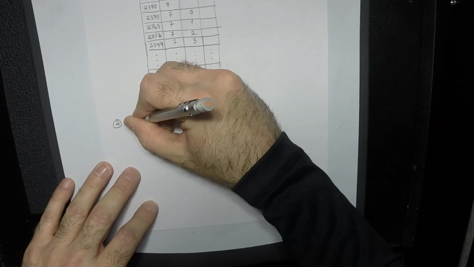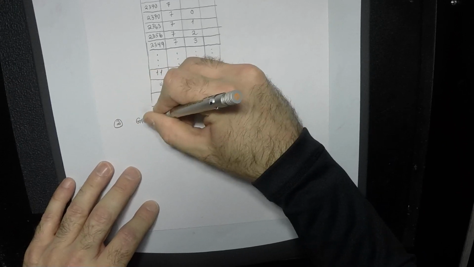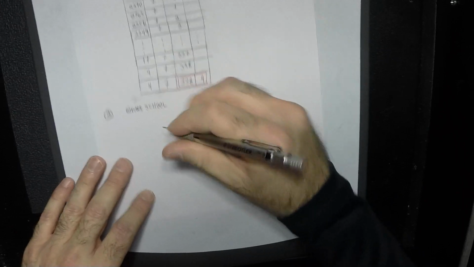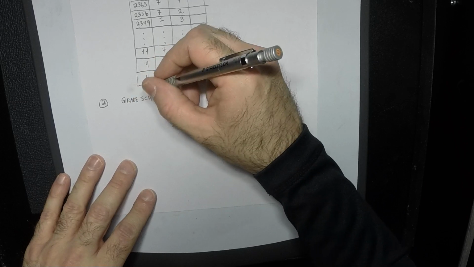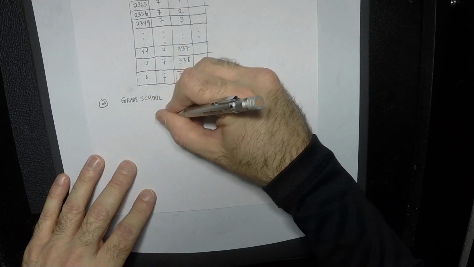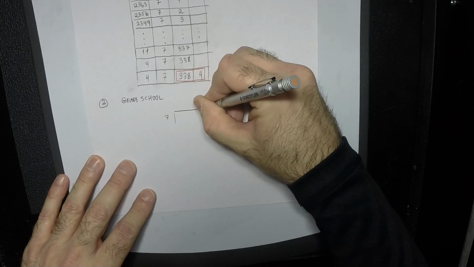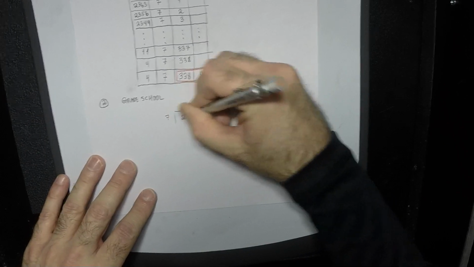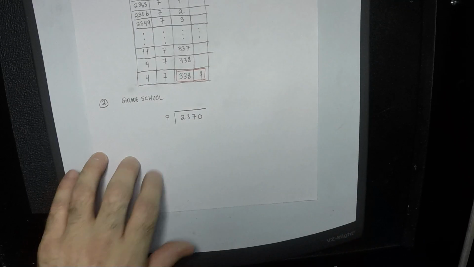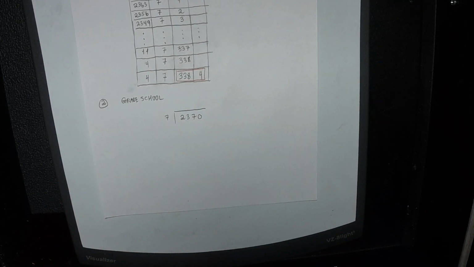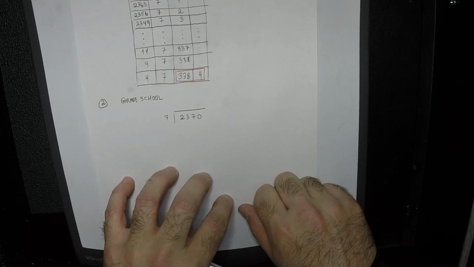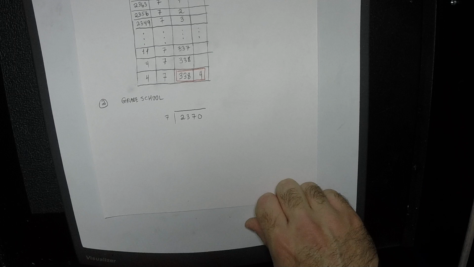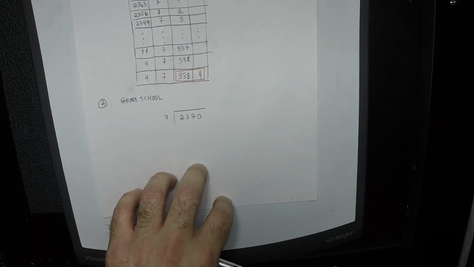In grade school, you do it like this. You have, again, 2370 divided by 7. So the way you write it is like this, with a little house. And then because you're taught this in grade school, at least my teacher said something like, okay, 2370 is in the house, and 7 is outside the house, and 7 wants to come in.